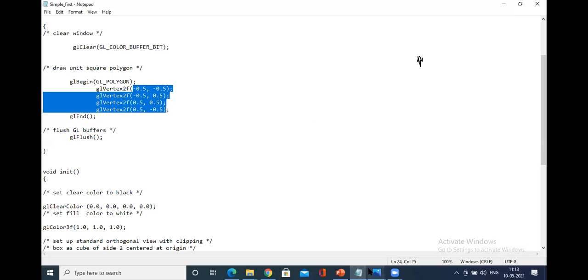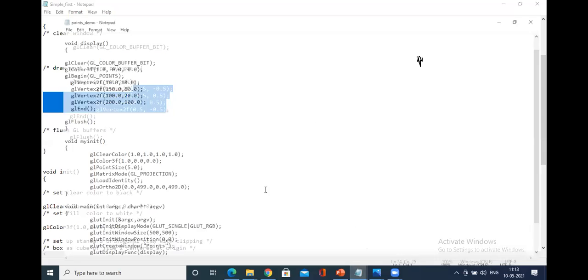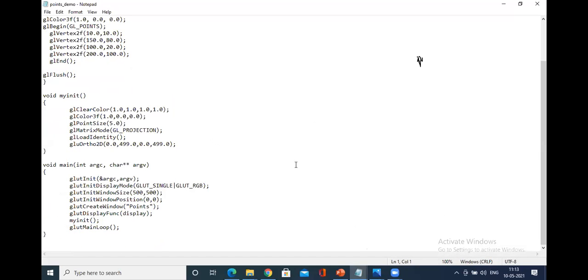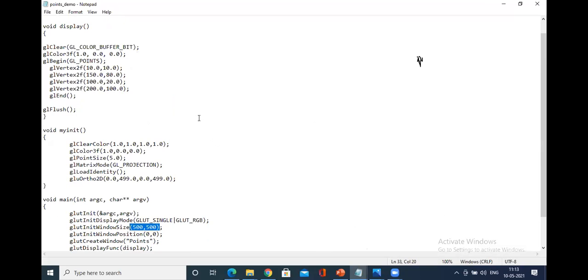See here, the major difference is, during the demo of the point program, the screen was always 500 by 500, the window size was 500 by 500, right? And my coordinates were in the range of 10, 150, 100, 200. Even 500 will cooperate, provided the orthogonal projection. What is the orthogonal projection that you have specified?